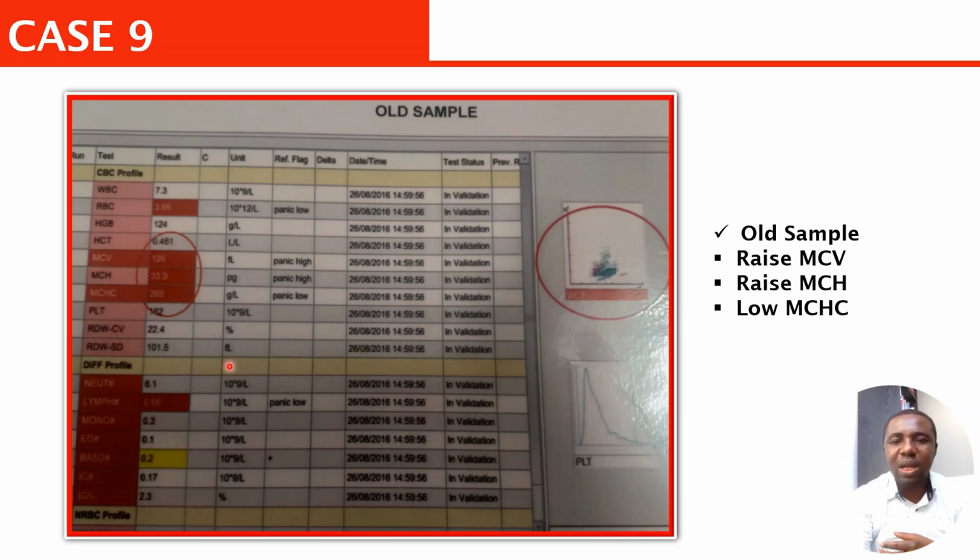This is also a typical example. Once it is an old sample, the MCV will be high. Okay, this is also one of the examples you can get, and that's why you're getting raised MCH as well and low MCHC. So this is definitely an old sample. What do I mean by old sample? A sample was taken today, but they didn't bring it to the lab today. After 2-3 days, they bring it to the lab. That is the problem. That is the kind of thing you are going to see. The giveaway indication is the scatter plot. Look at it. Everything stayed together, and look at the high MCV and so on. Okay.